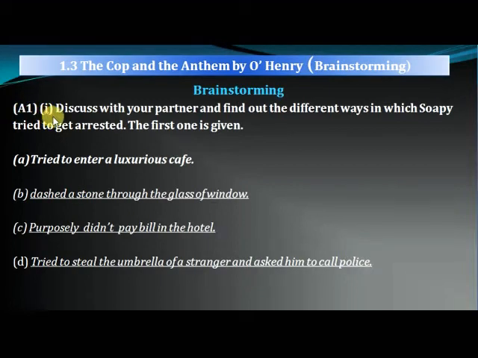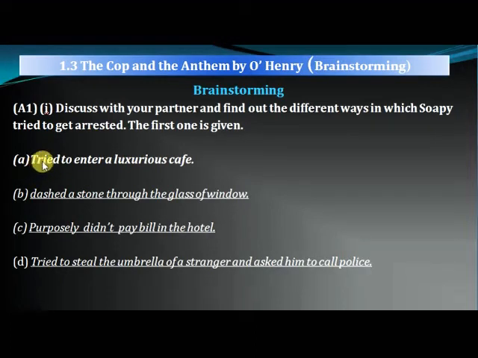The A1 activity is: discuss with your partner and find out the different ways in which Sophie tried to get arrested. The first one is given. In the story we had seen how Sophie tried to get himself arrested to protect himself from the cold winters which were arriving, and he didn't have any shelter to save himself, so he wanted to get arrested in a number of ways, but we shall be discussing only a few.